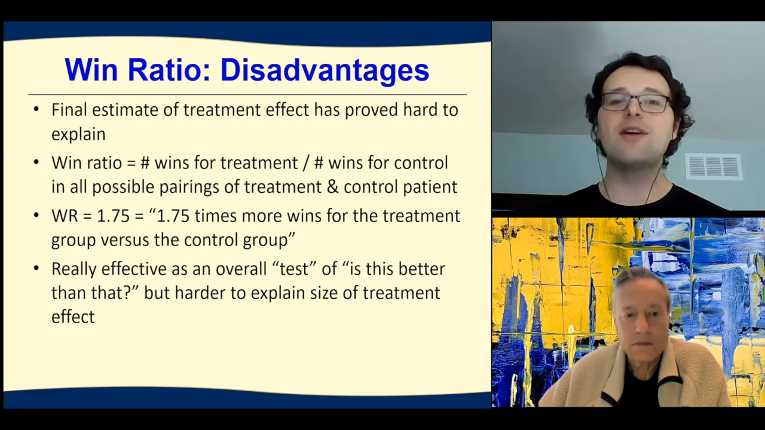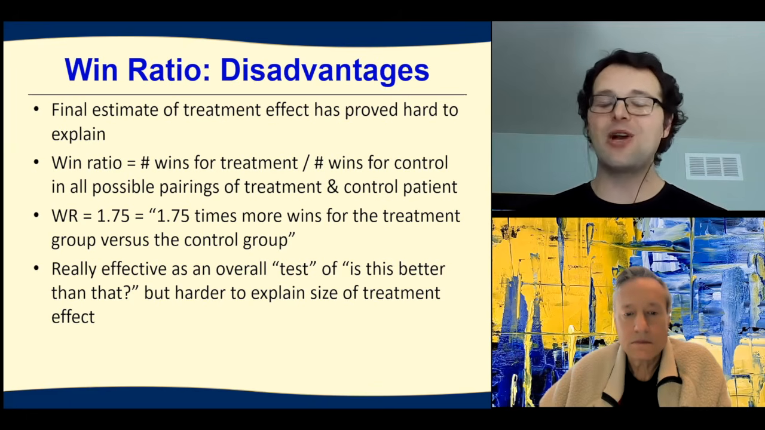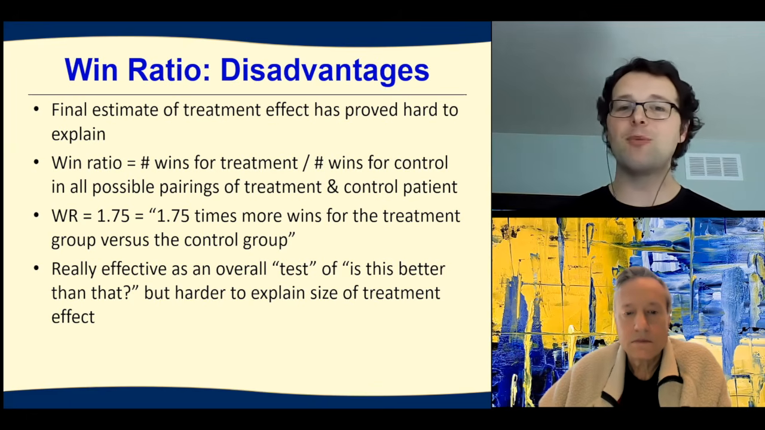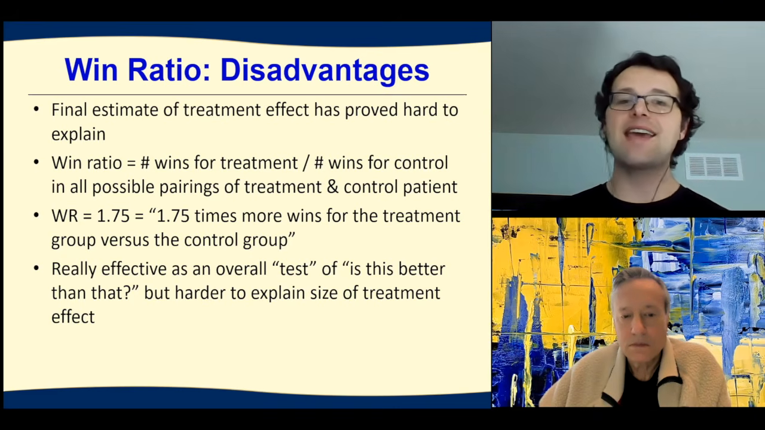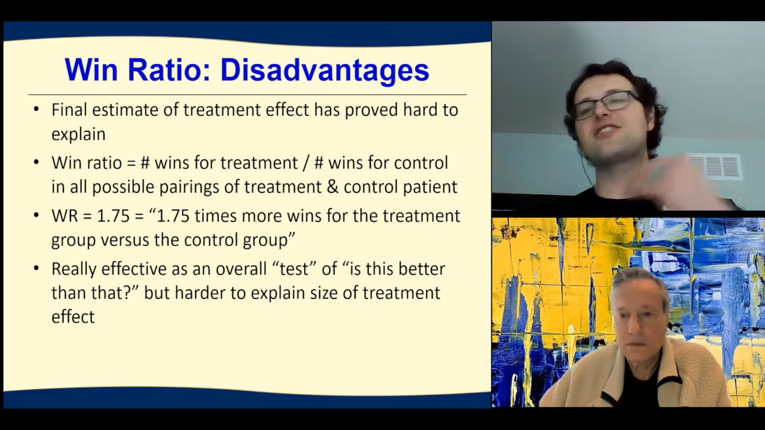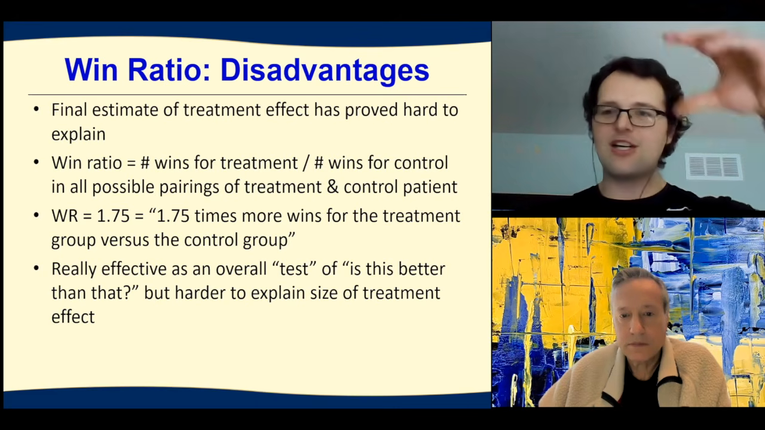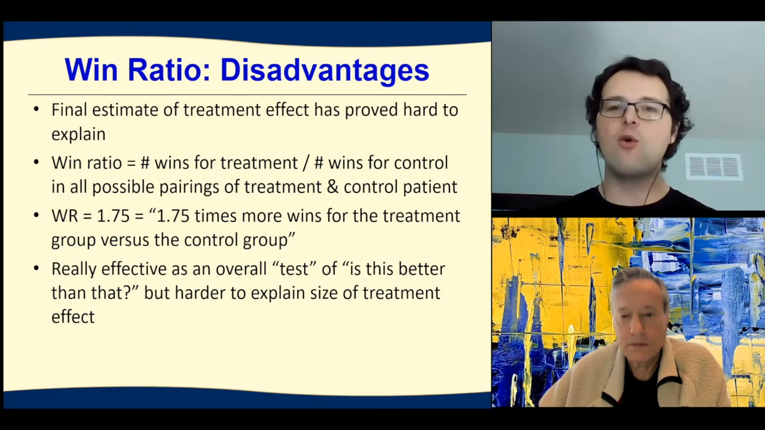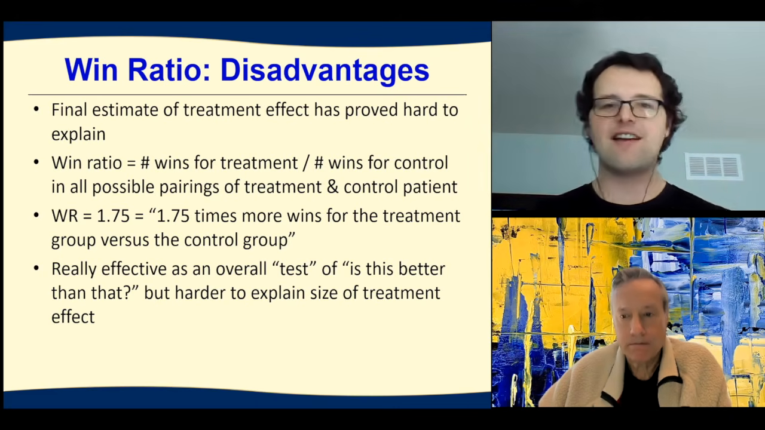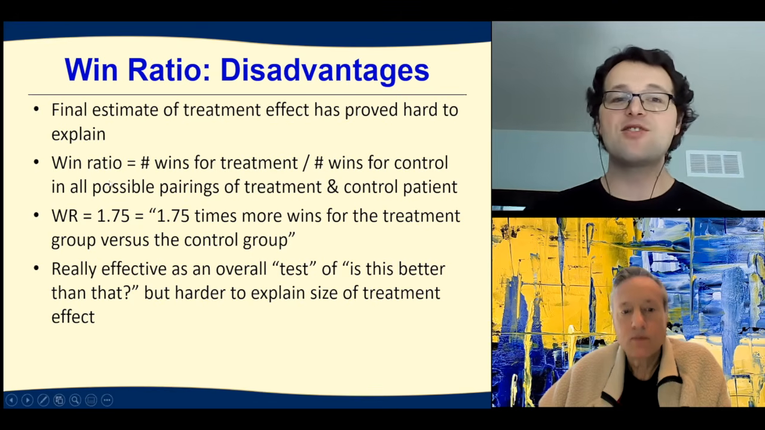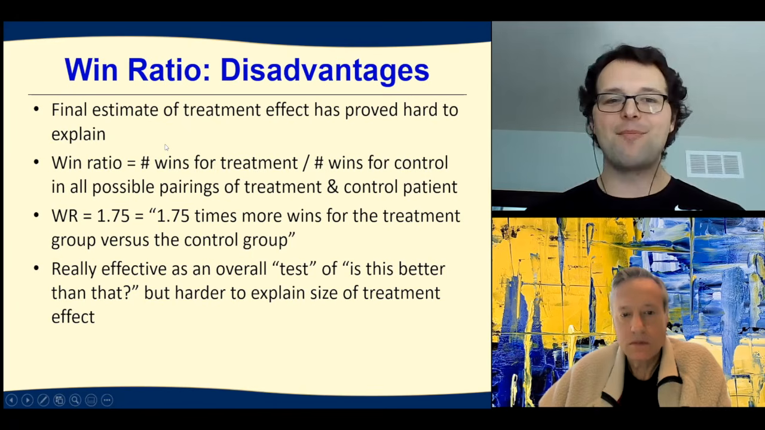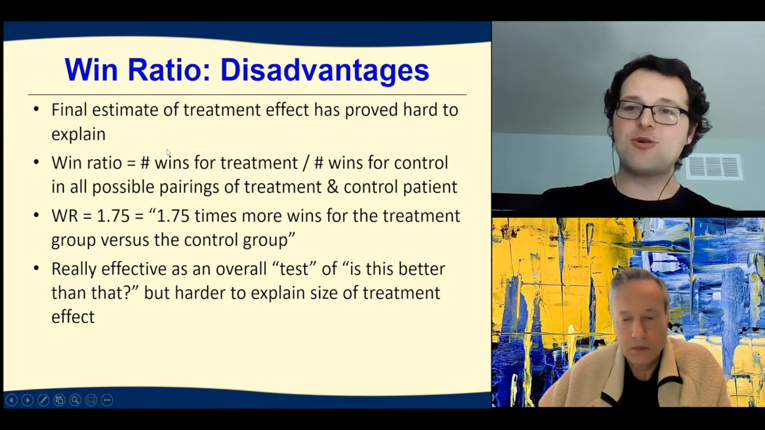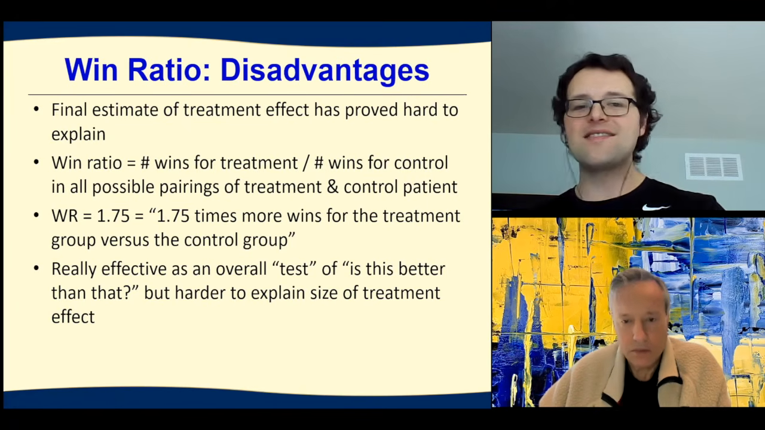As well. So I will admit that sometimes explaining what this is has proved a little bit tricky. What the win ratio is in the end, like we said, you take every pair of treatment and control patients paired against one another and declare a winner in the way we were looking at a few slides ago. And then the win ratio that we actually calculate at the end, you divide the number of wins for the treatment group by the number of wins for the control group.